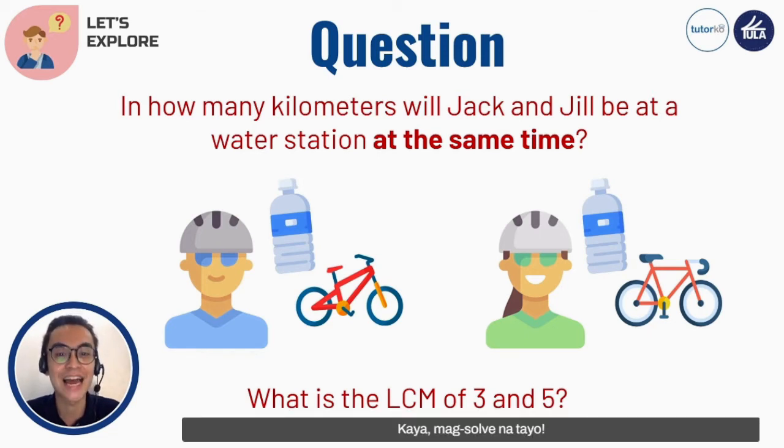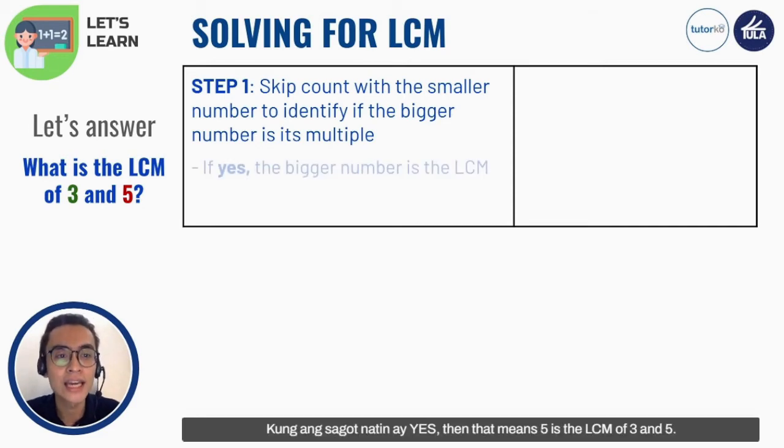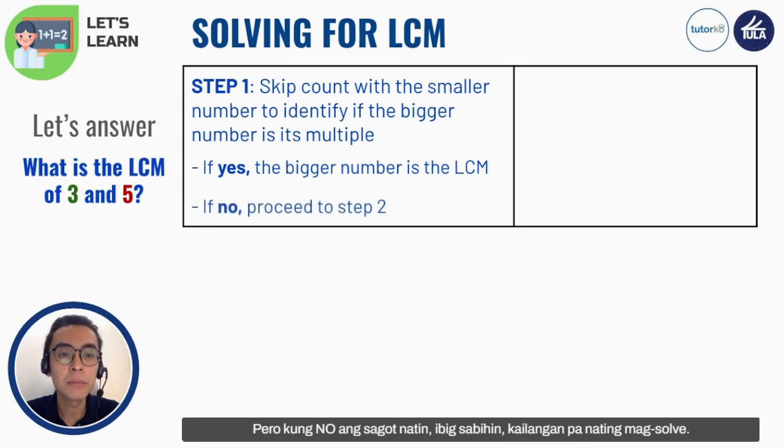Kaya, mag-solve na tayo. For step 1, let's skip count with the smaller number to identify if the bigger number is its multiple. Kung ang sagot natin ay yes, then that means 5 is the LCM of 3 and 5. Pero kung no ang sagot natin, ibig sabihin kailangan pa nating mag-solve.